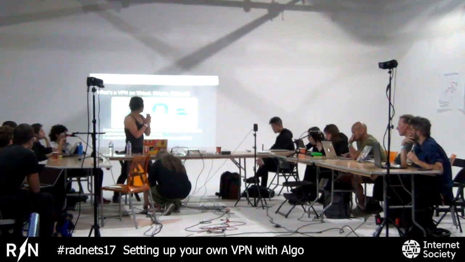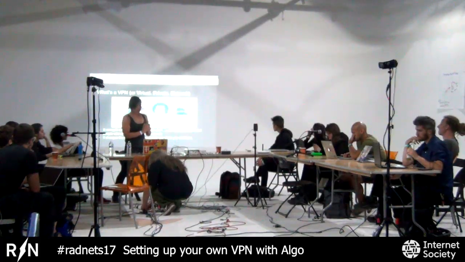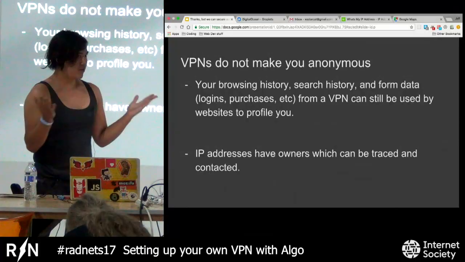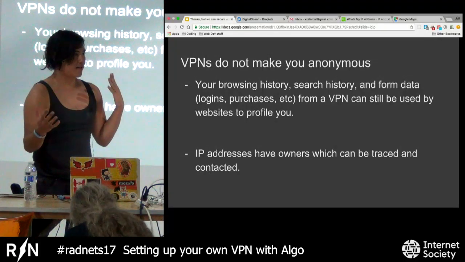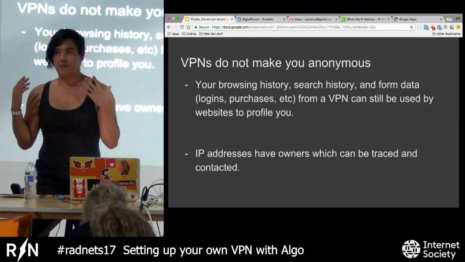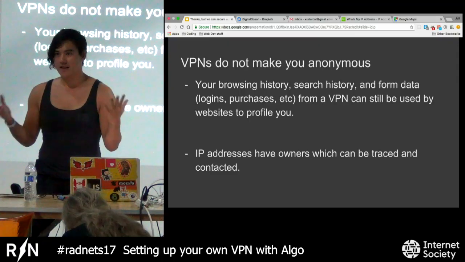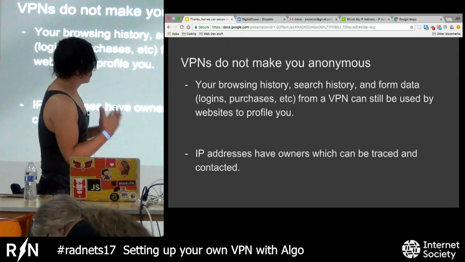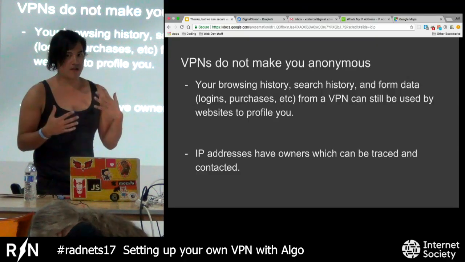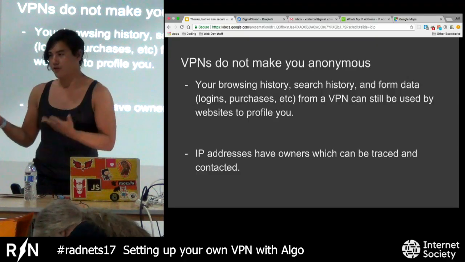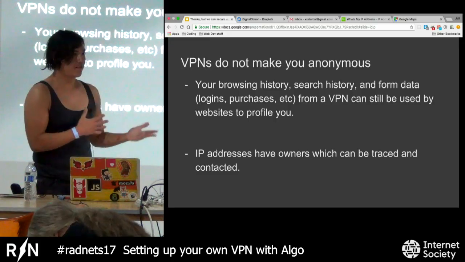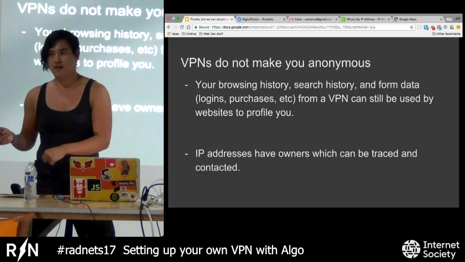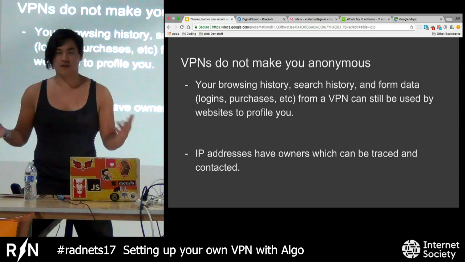Okay, so moving on. There's one big myth that I want to address about VPNs: VPNs do not make you anonymous. A lot of people think that they do. A lot of people have been arrested using VPNs for something that they thought might have made them anonymous. You should bear in mind that when you're using a VPN, things like your browsing history, your search history, and your form data, which is stuff like your username that you enter into a website, or things that you buy on Amazon, are all still visible to the website you're using.